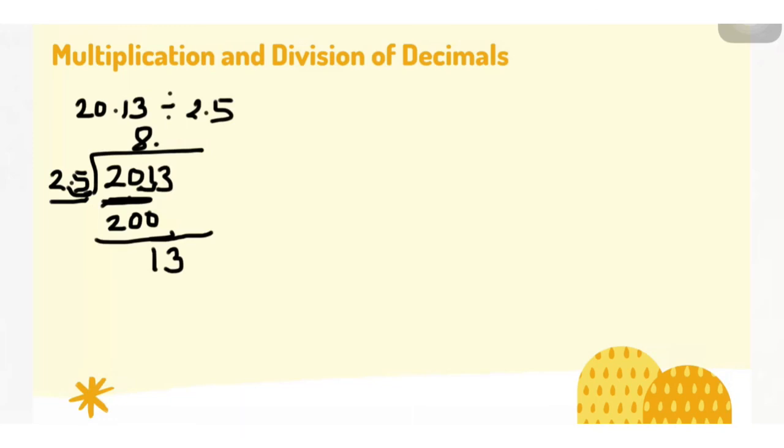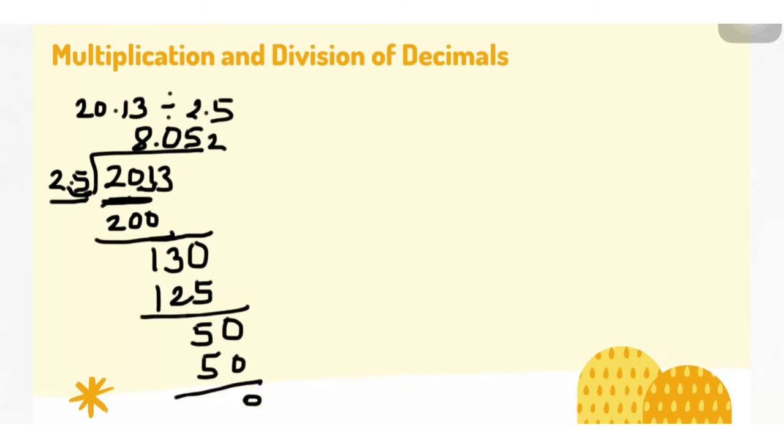Okay. 13 divided by 25 is 0. Okay. Then, add tayo ng 0. Okay, 130 divided by 25, ilan? So, we have 5. Okay, 5 times 25 is 125. Okay, then subtract natin ulit. 130 minus 125 is 5. Okay, then add tayo ulit ng 0. 50 divided by 25 is 2. Okay, then 25 times 2 is 50. Therefore, ito na yung final answer natin. 8.052 or we have 8 and 52 thousandths.